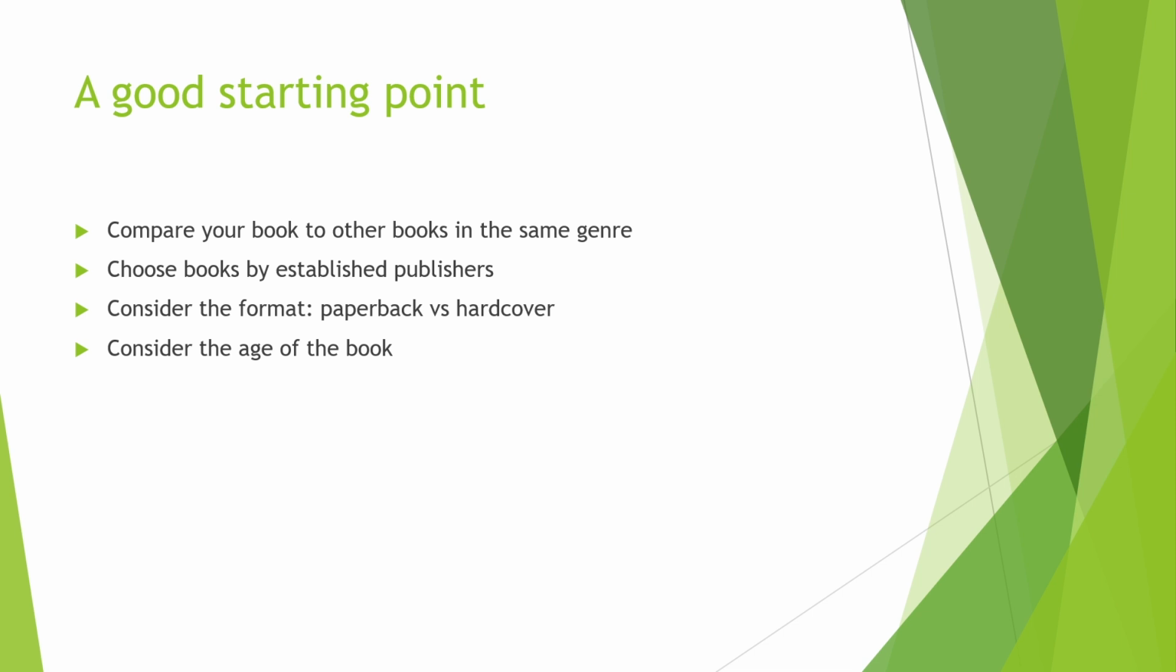Your book has a particular genre, it has a particular category. A good starting point for you might be to compare your book to other books in the same category or the same genre. And you want to choose books by established publishers. Consider the format, paperback versus hardcover. Consider the age of the book.